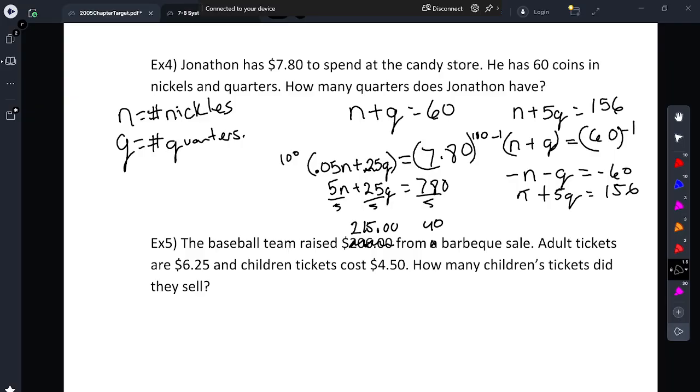So negative N and N makes 0. That's why I did that. I get 4Q equals, what is 156 minus 60? 94? So Q equals, Q better come out to a whole number. We can't have a partial nickel. Did I make a mistake somewhere? Thank you. 96. I made that mistake last period too. All right. And 96 divided by 4, I think, is 24, yeah?